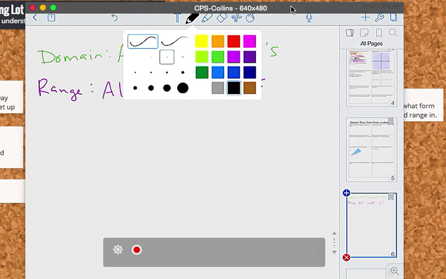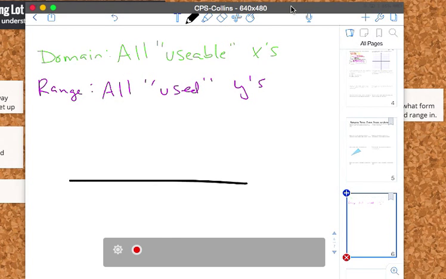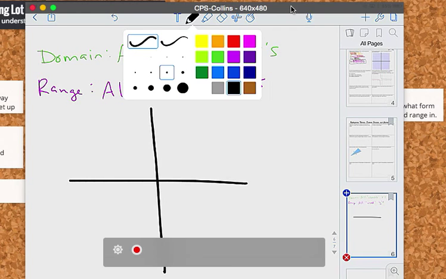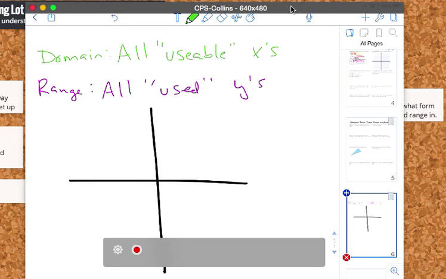I'm going to draw a graph here crudely. And let's say I'm dealing with a cubic, so let's do something like this. When I'm talking domain and range, I'm simply talking about, if you think about the end behavior, and you take the biggest value of x and the smallest value of x, what are those? What x values are in between those? Are they all the values or just some of them? This is what I mean by all usable x's.